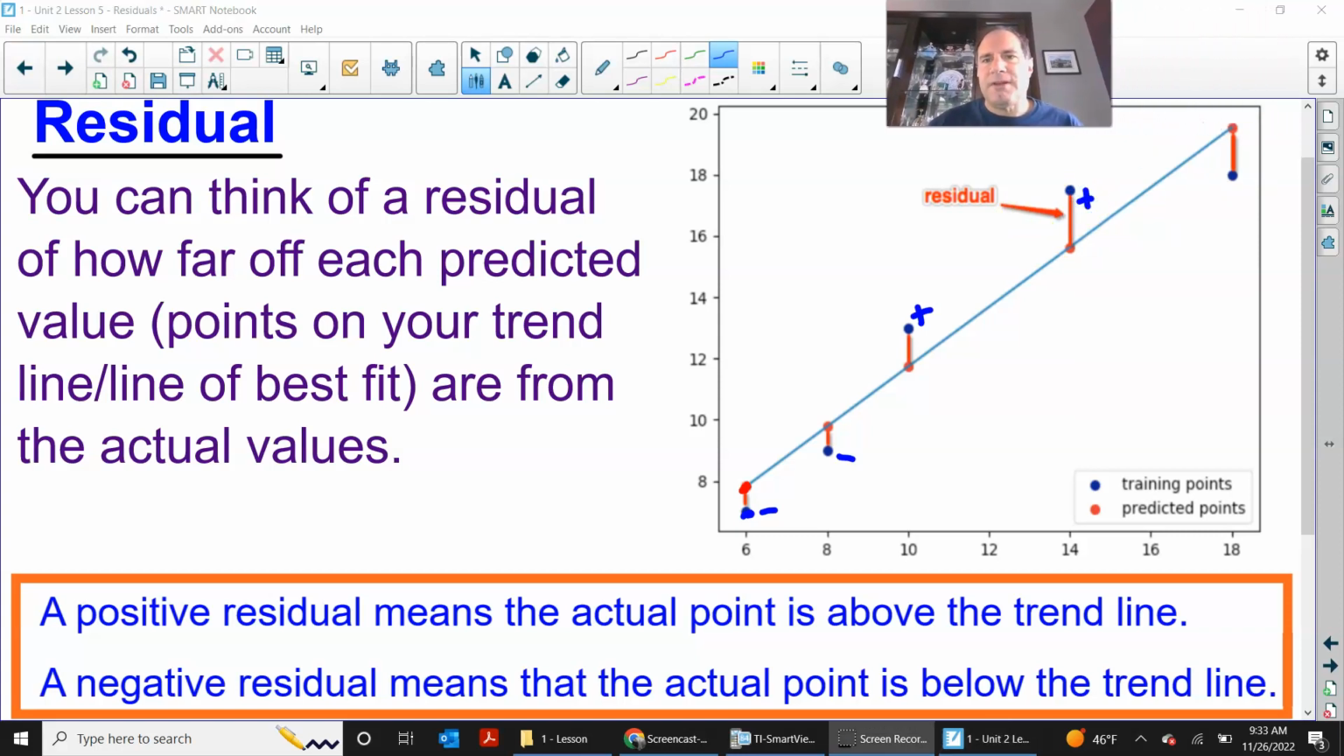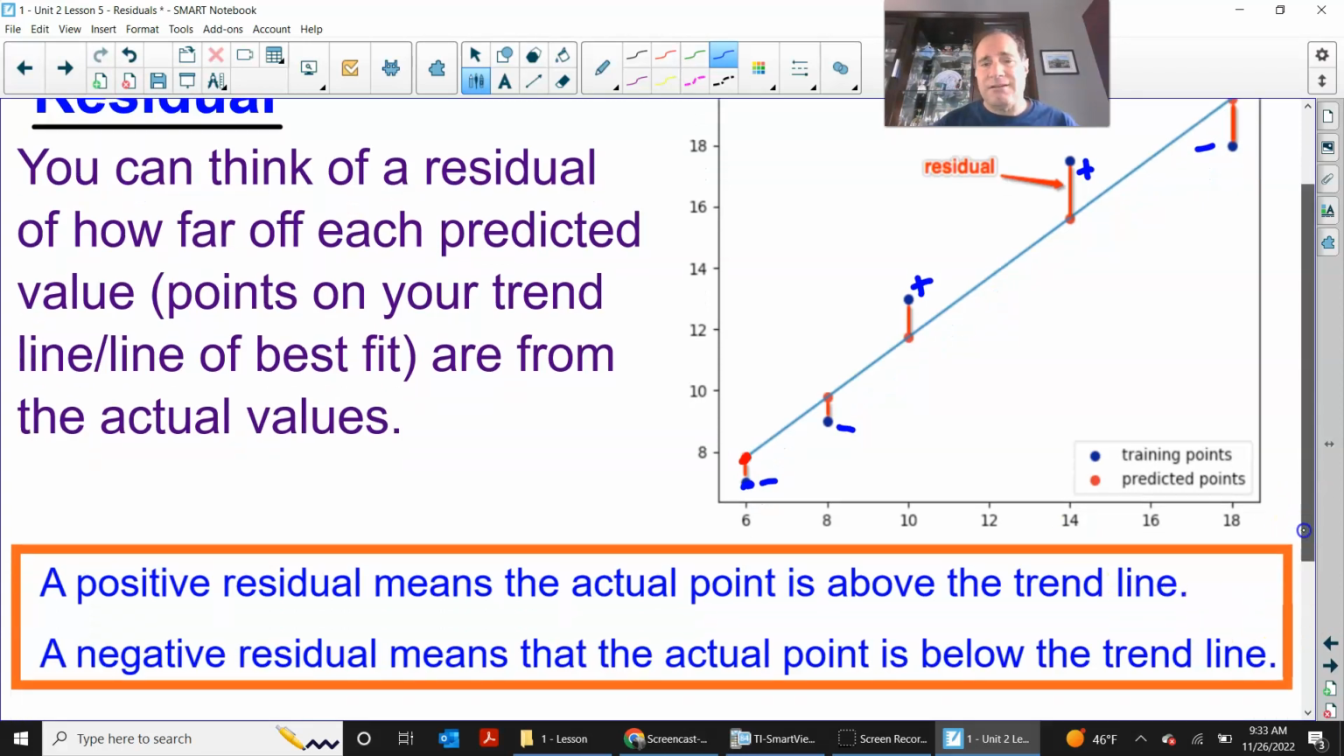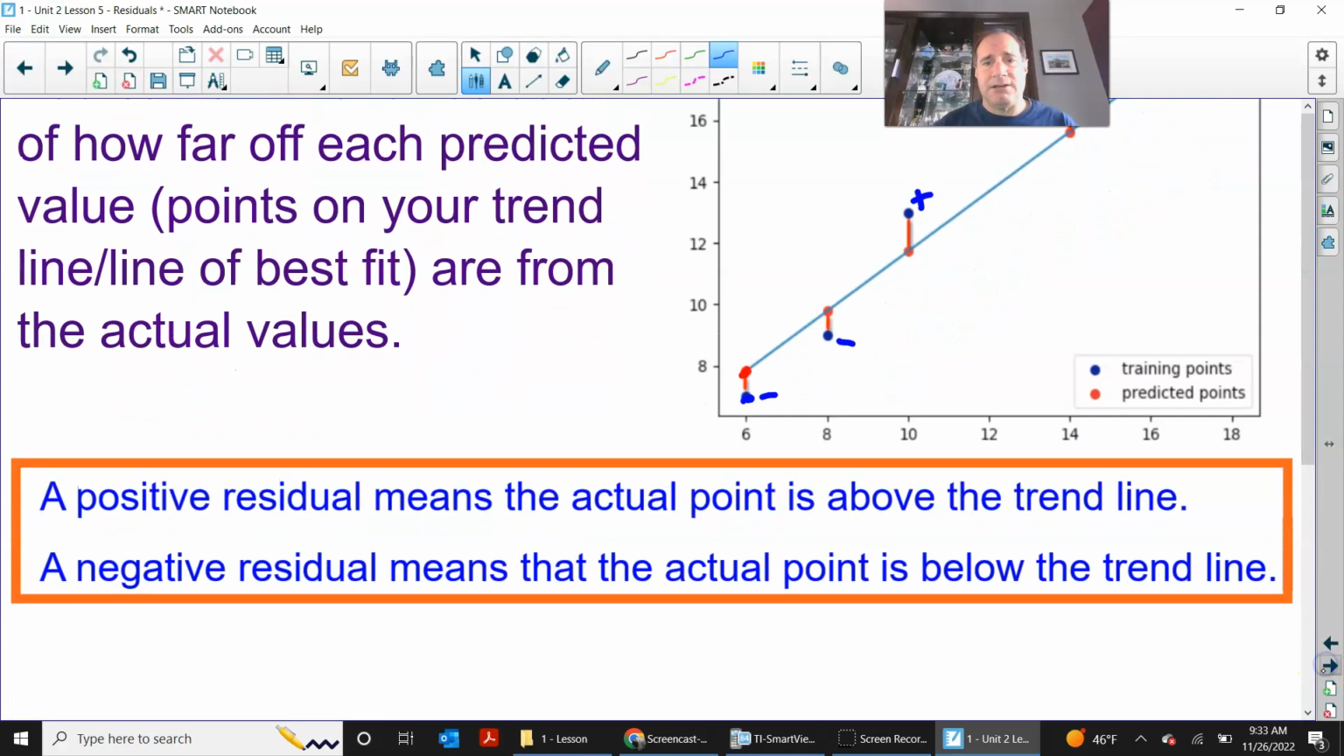And then this is going down right here. So that means that the actual is right here. The predicted is right here. The actual is below the predicted. So that means it's going to be a negative residual. And that's really everything there on that page.